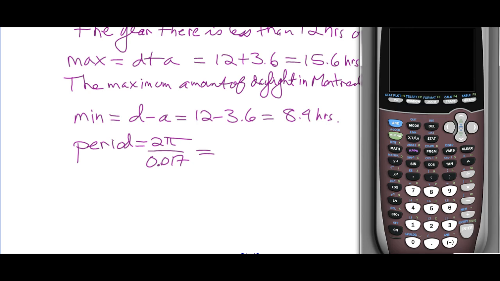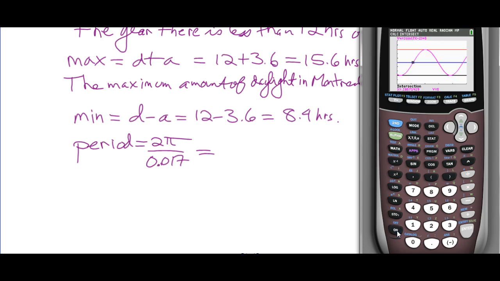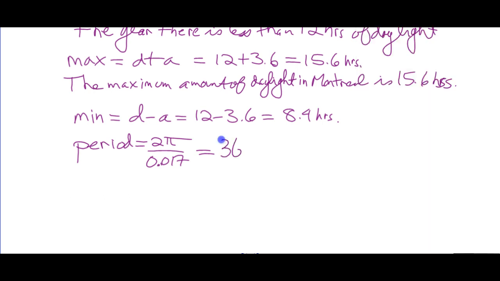Where's my calculator? So 2 pi divided by 0.017 gives 369.6. So what's 369 about? It's pretty close to 365, right? So the 0.017 is a slightly rounded value because the period should be how much? Should be 365, right? So we're using a rounded value. That's why we're getting something, you know, it's still rounded to 3 decimal places. So, let's say about 1 year.